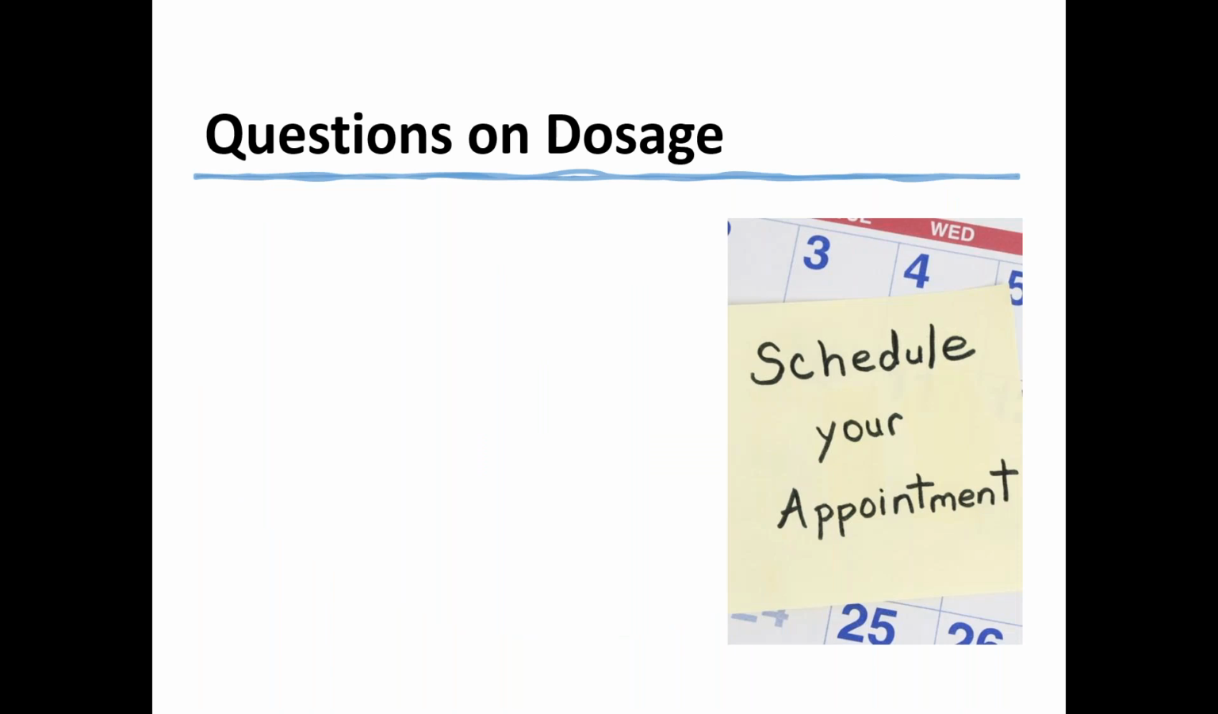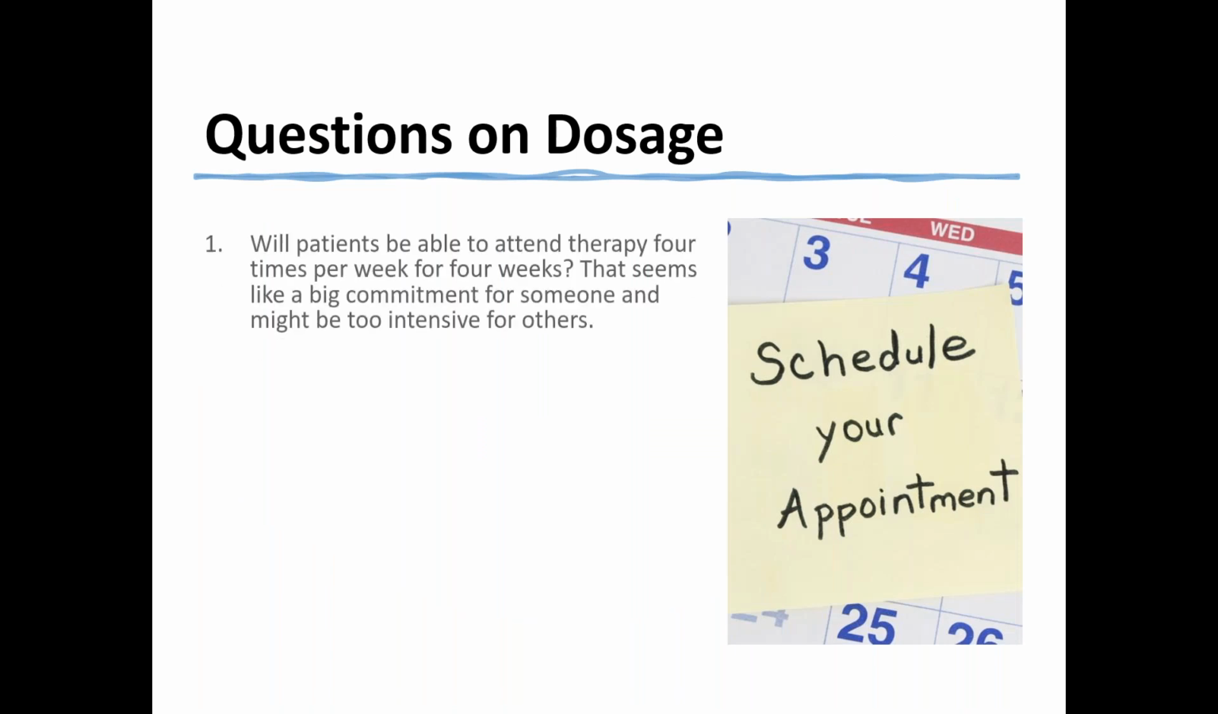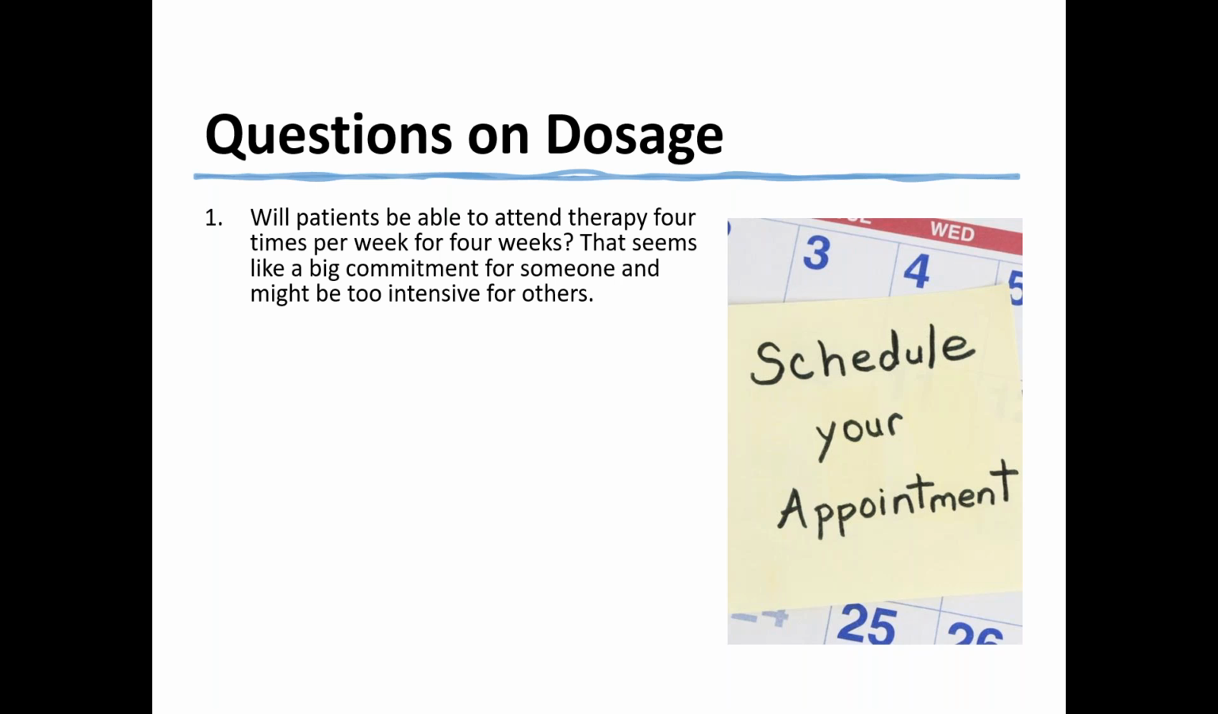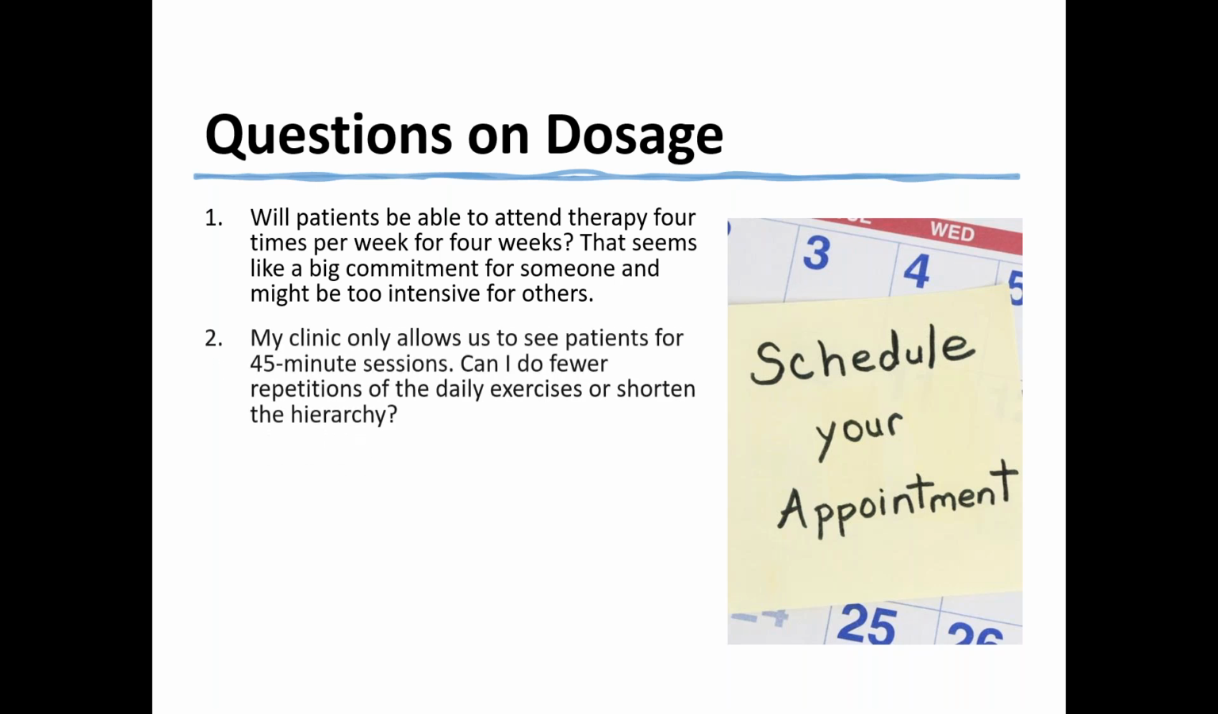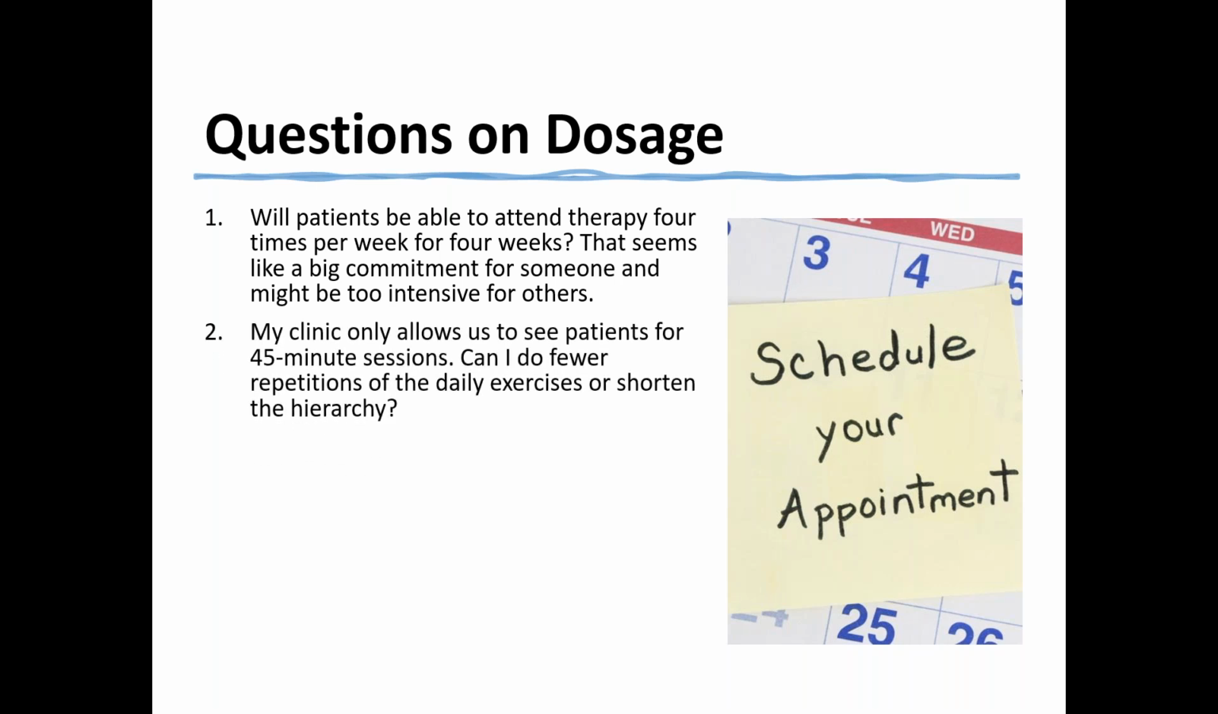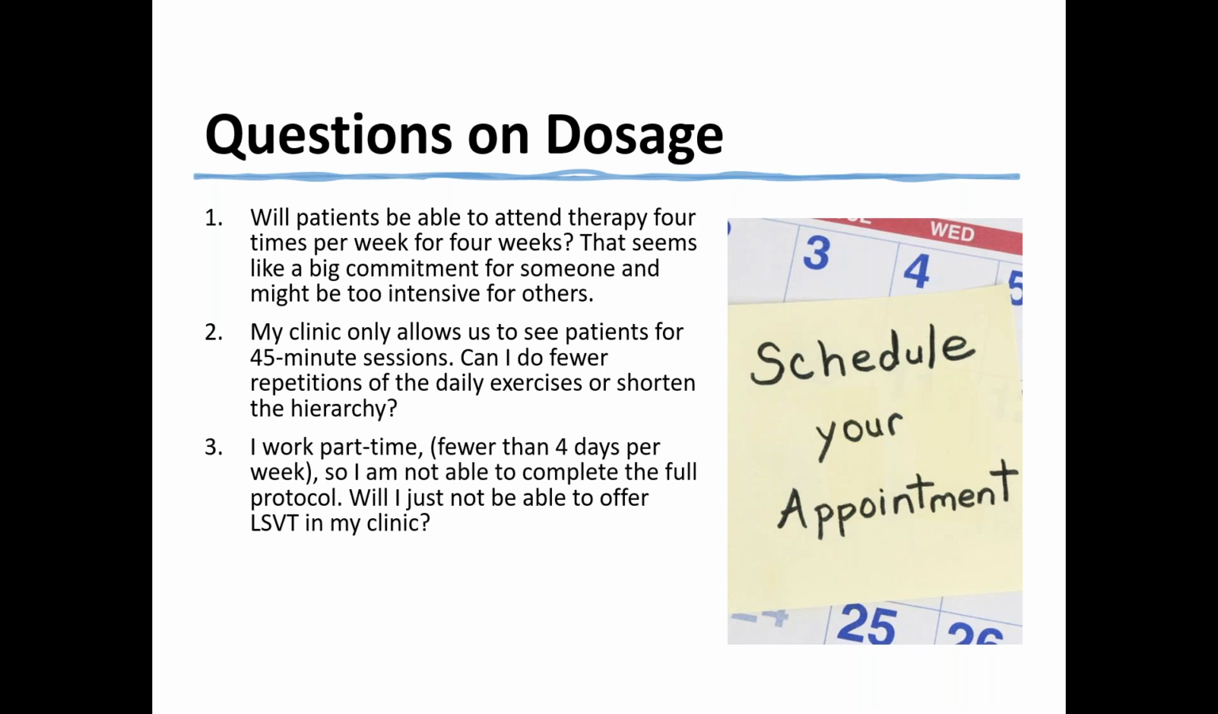So here's some of the common questions that we receive from clinicians and therapists like you on a regular basis. So first of all, will patients actually be able to attend therapy 4 times a week for 4 weeks? That seems like a big commitment for someone and might be too intensive for others. Second question, my clinic only allows us to see patients for 45-minute sessions. Can I do fewer repetitions of the daily exercises or shorten the hierarchy? A third common question, I work part-time, so fewer than 4 days a week, so I'll not be able to complete the full protocol. Will I just not be able to offer LSVT in my clinic?